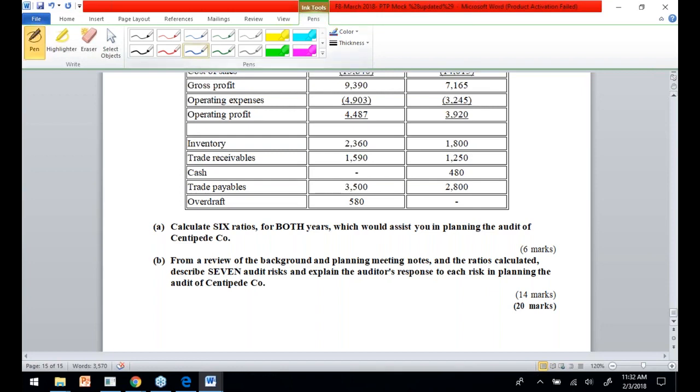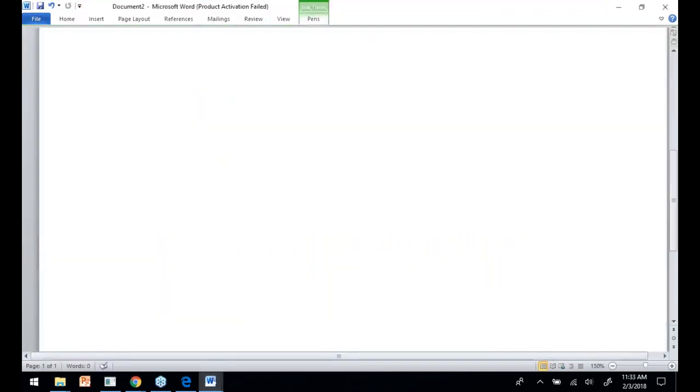This is a requirement that you should be very familiar with, having done some past exam papers. Describe 7 audit risks and explain the auditor's response to each risk in planning the audit of Centipede Company. All right. So you're going to be answering this question in, again, 2 columns. Audit risk, auditor's response. Let's first discuss the technique to answering this question.